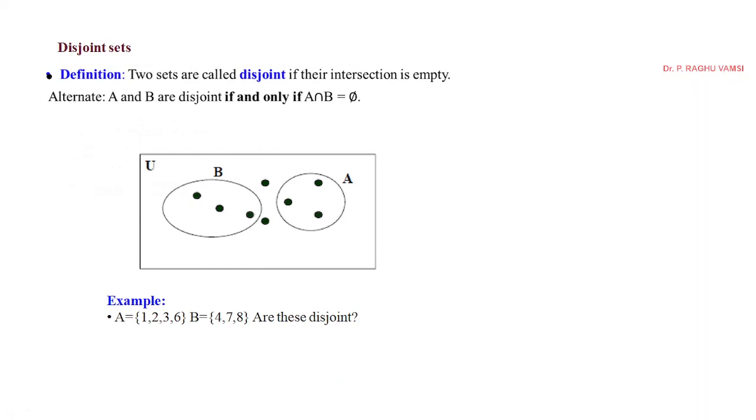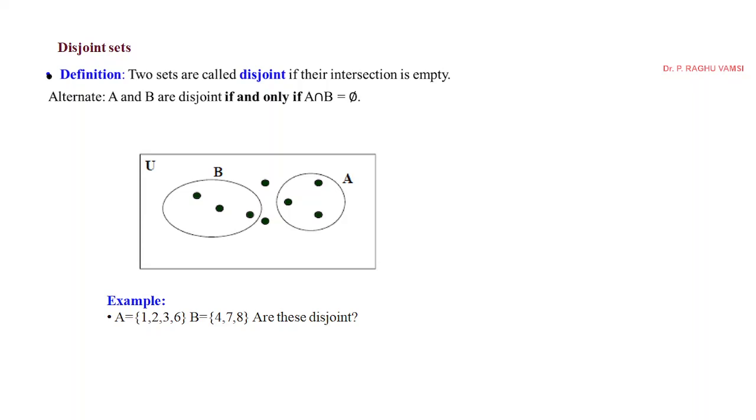Okay? So here in the diagram there is a universal set which has several elements, and B and A sets are there. There is nothing, no element in this particular diagram is in common. So hence B and A are disjoint. So here in this example, A is equal to {1, 2, 3, 6}, B is equal to {4, 7, 8}. Whether these two sets are disjoint? Yes. These are disjoint because no element is common.